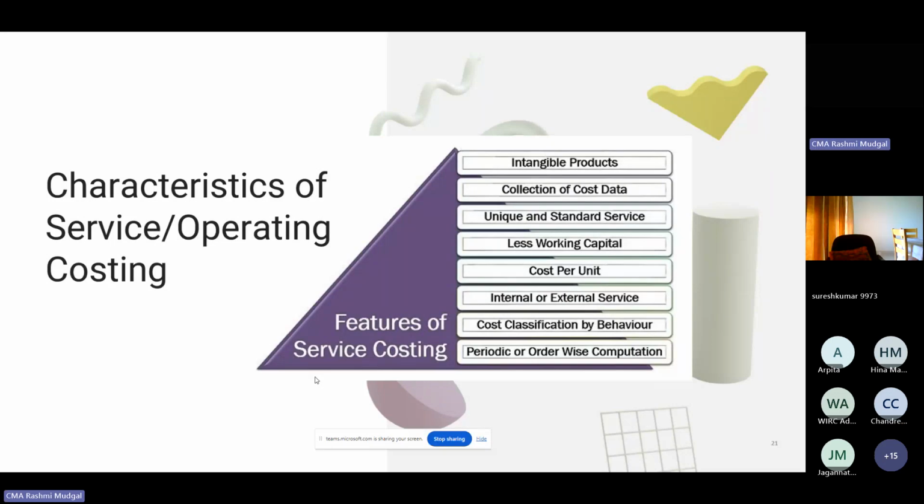Unique and standard services: everyone has a different kind of service. They add small things to make it comfortable, and there are so many things. If we go on SpiceJet or IndiGo flights, we can see there is a smaller space. And if we go on Air India or Vistara, the space given to us is a little more. Both are providing us services, but both have different standards.